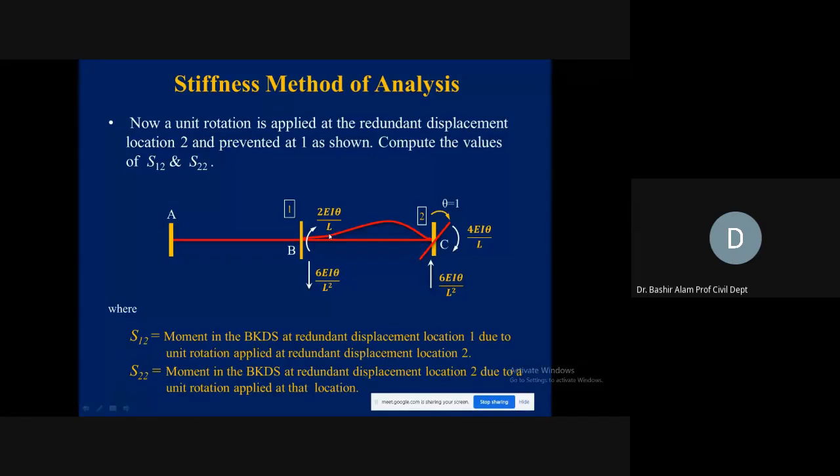And now you see, S21 was 2EI theta by L, and S12 is also 2EI theta by L. And it must be matching. If it is not matching, it means something is wrong with your calculation. What will be the designation of this one? It is S22, due to 2, and it will be equal to 4EI theta divided by L. Here at the bottom, you can see the definition of S12 and S22: the stiffness coefficient at 1 due to 2 and the stiffness coefficient at 2 due to 2.